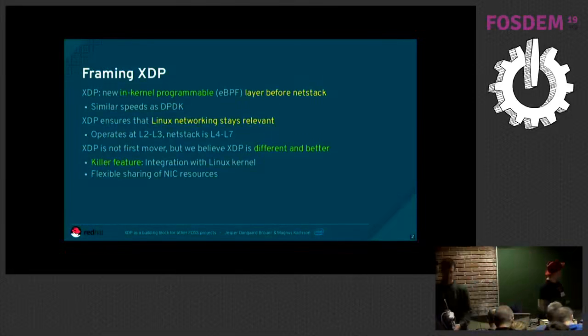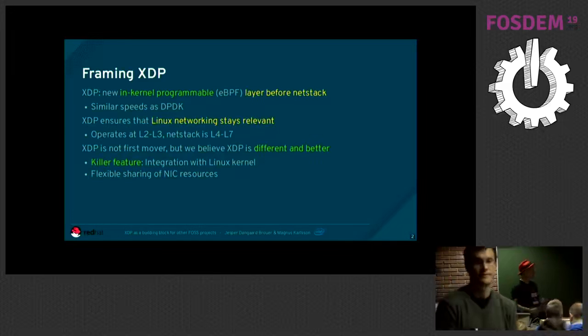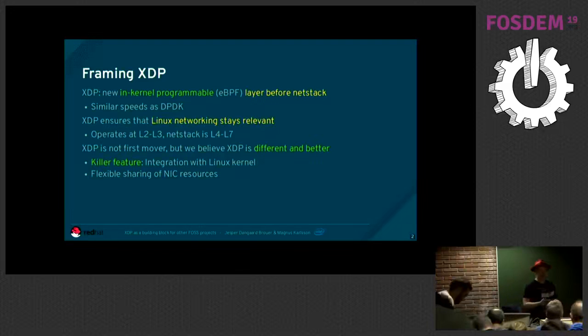So what is this XDP? It's a new programmable layer in the network stack, sort of before the network stack, and we are seeing similar speeds as DPDK. We'll get into more details of that, and we actually have performance comparisons. XDP ensures that the network stack stays relevant. It operates at layer 2 to layer 3, and the network stack operates at layer 4 to 7. Let me get into a little bit more detail.